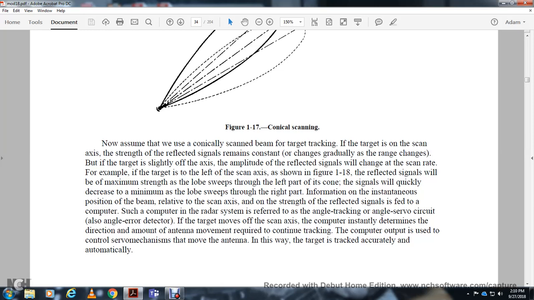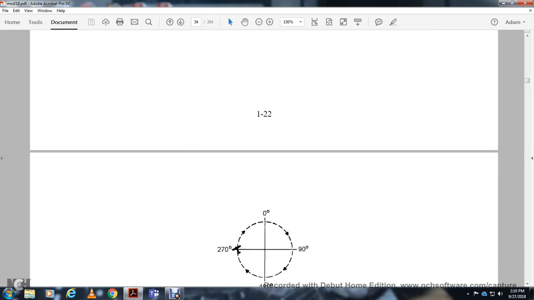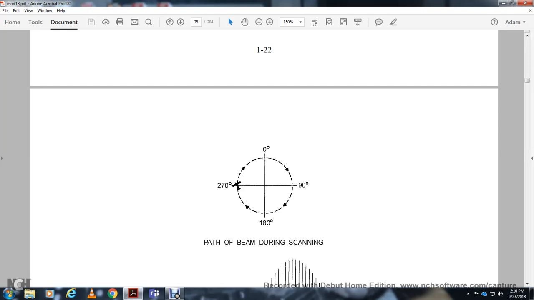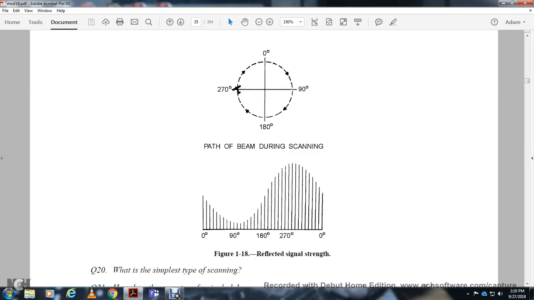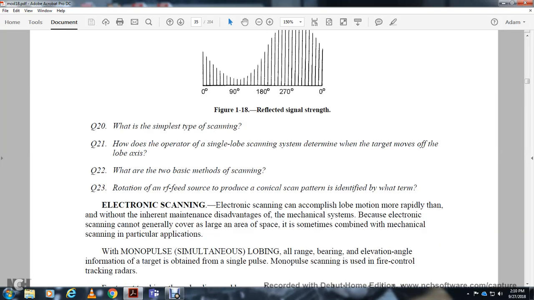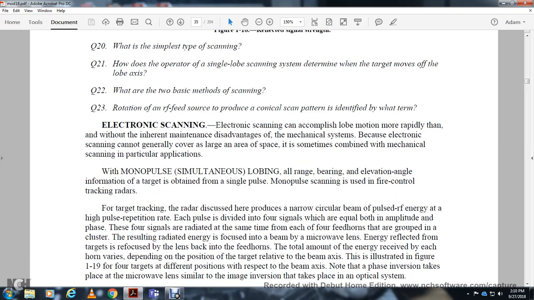This computer and radar system is referred to as angle tracking, the angle servo circuit or angular error detector. When the target moves off the scan axis, the computer instantly determines the direction and amount of antenna movement required for continued tracking. The computer output is used to drive servo mechanisms to move the antenna. In this way the target is tracked accurately and automatically. The figure shows the path of the beam direction at 0, 270, 90 and 180 degrees, reflected signal strength, and electronic scanning.